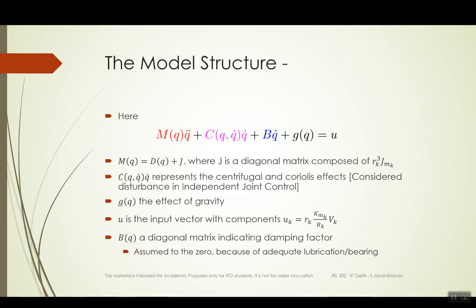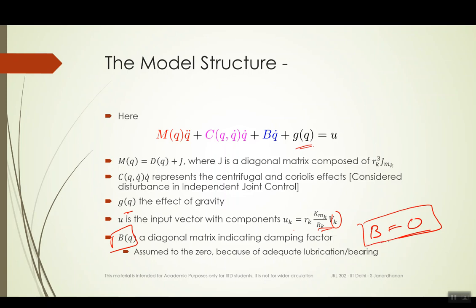Okay, now the other terms that you have are the gravity term g of q. U is actually the input, a vector of all the inputs, where Vk is the actual voltage that you're applying to each of the motors at each of the joints, and B of q constitutes a diagonal matrix indicating the damping factor. For now we are assuming that B is equal to 0.